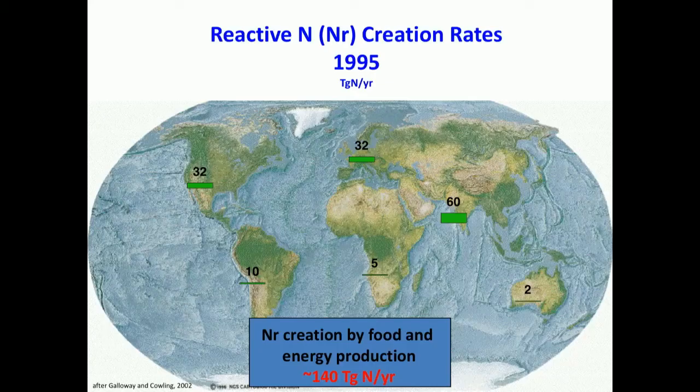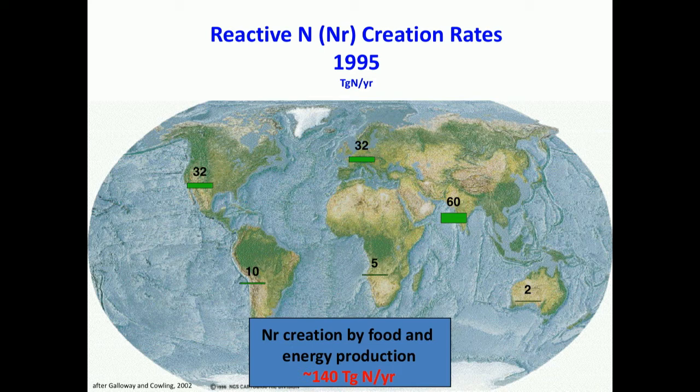So here's a diagram of the reactive nitrogen creation rate in 1995. These are teragrams per year. This is total reactive nitrogen created by food production and energy consumption, and the total is 140. The per capita reactive nitrogen creation rate is 100 in North America. It's 24 for the whole world, 16 in Asia, and 6 kilograms of nitrogen per person in Africa.